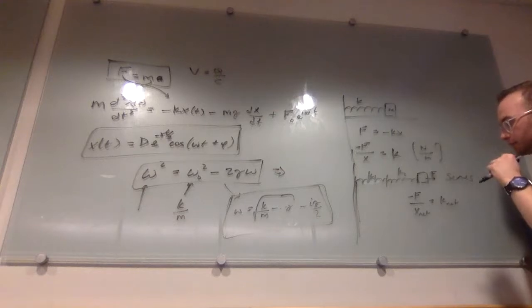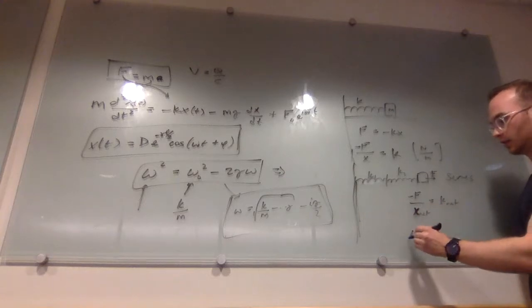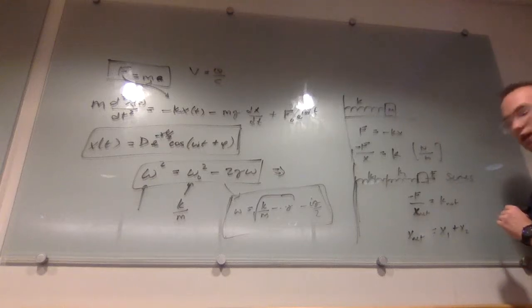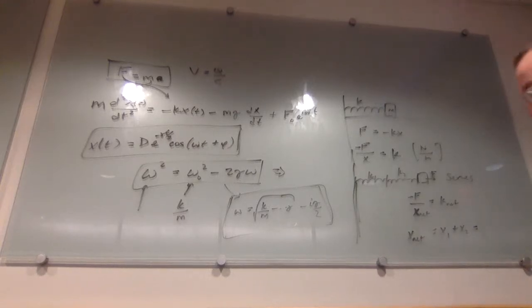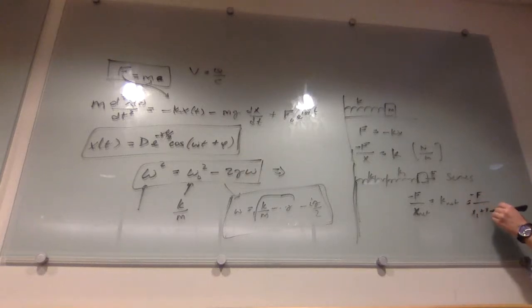I could write x net as just x1 plus x2, right? I'm running out of room. Hold on, I'm confusing myself. So I can write it like this: minus F over x1 plus x2 is k net still. And now, here we go.